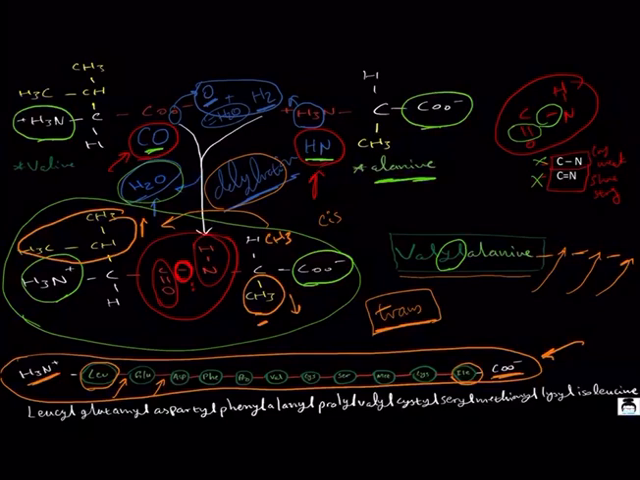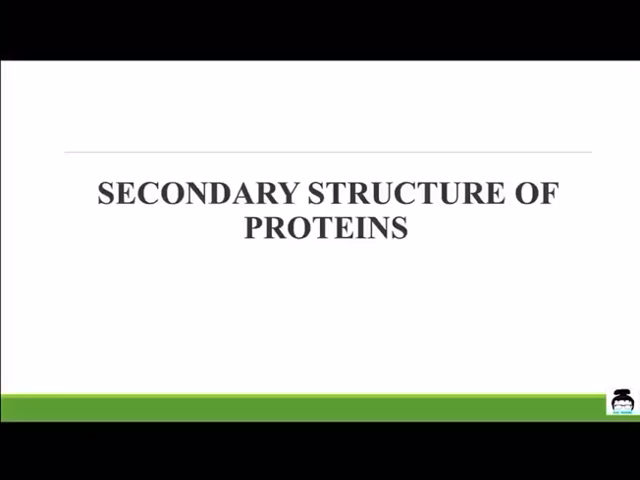Now this structure here, which is basically many amino acids connected in a line, right, by multiple peptide bonds, this is what we call the primary structure of a protein, right? So again, it's a line, many amino acids, connected via peptide bonds. This is what we call a primary structure.